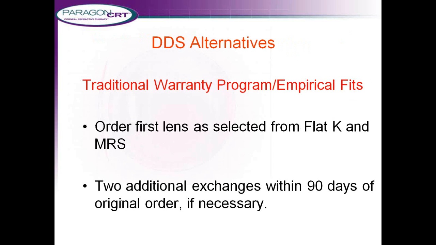The other alternative is for empirical fitting. It's our traditional warranty program. You would order the first lens as selected from your lens selector guide using the flat K and manifest refraction sphere. And then once you have received the lenses, you have 2 additional exchanges at no charge within 90 days of the original order if necessary.